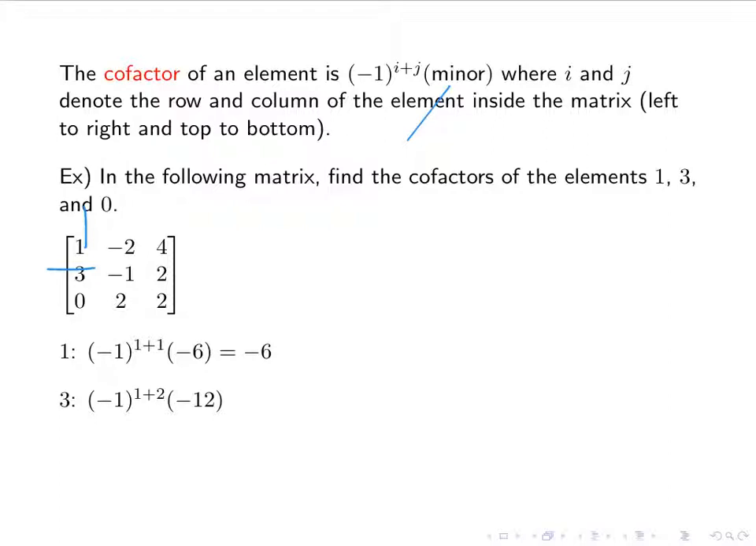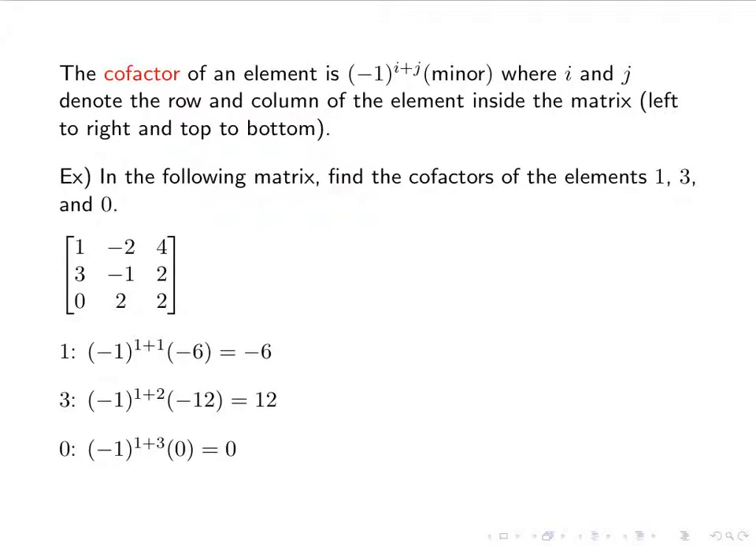And if we remember, the minor from before was -12. So I add my -1 to the 1 plus 2, which is -1, times -12, and I get 12. And I'll do the same to 0. It's not really going to matter because the minor was also 0, but for the sake of completeness, 0 is in the first column, third row. So it would be negative 1 to the 1 plus 3 times 0, which is 0.